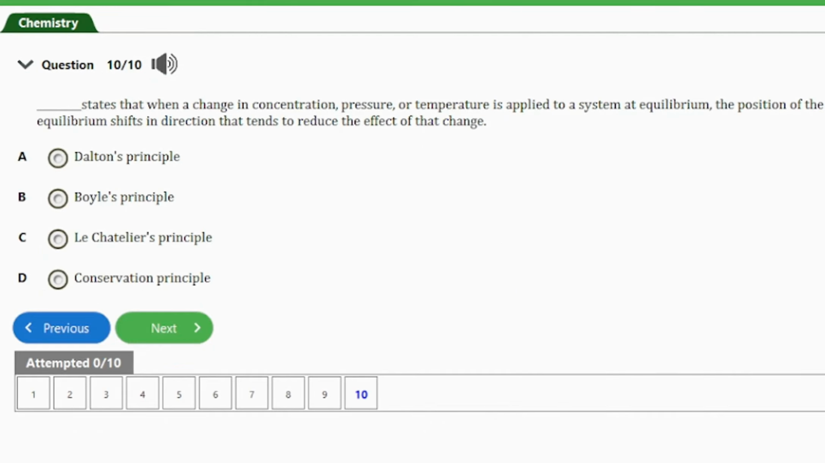That's question number 10. It says that states that when a change in concentration, pressure, or temperature is applied to a system at equilibrium, the position of the equilibrium shifts in the direction that tends to reduce the effect of that change. A, Dalton's principle. B, Boyle's principle. C, Le Chatelier's principle. D, conservation principle. So guys, the answer to this question is option C, and that's Le Chatelier's principle.